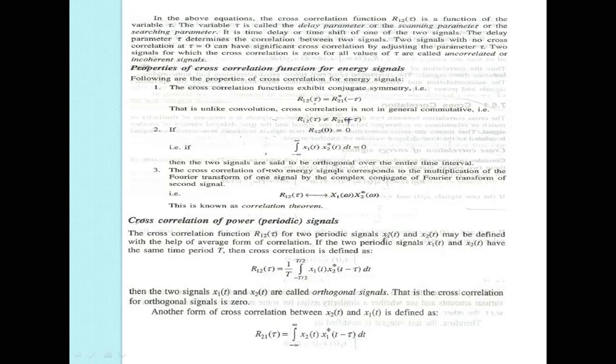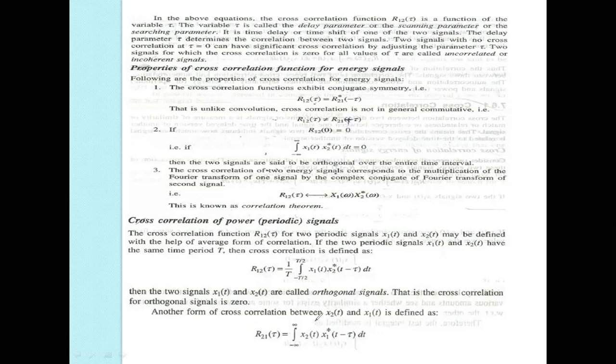of tau for two periodic signals x1 of t and x2 of t may be defined with the help of average form of correlation. If two periodic signals x1 of t and x2 of t have the same period T, then the cross correlation of power signals is defined as 1 by T, the integral from minus T by 2 to T by 2 of x1 of t and x2 star of t minus tau dt. If the two signals x1 of t and x2 of t are orthogonal signals, then this cross correlation is 0. Okay, my dear friends, the power also is 0 only.